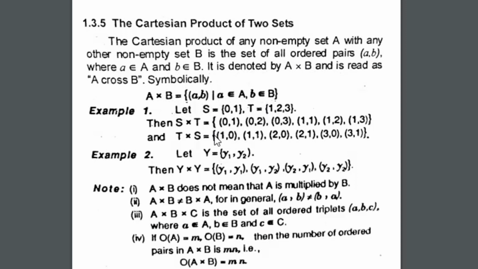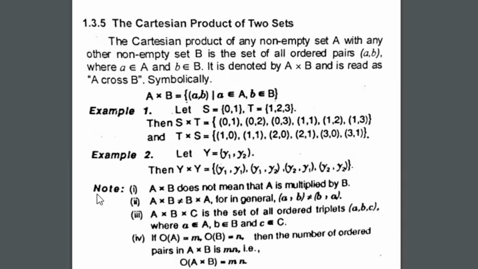Here is an example of that: S equal to {0, 1} and T equal to {1, 2, 3}. We will make a pair of 0 with each element of T. After that, we will make a pair of 1 with each element of T. If there is T cross S, then we will make a pair of 1 with each element of S, a pair of 2 with each element of S, and a pair of 3 with each element of S. Here you can see we have made the pairs (0,1), (0,2), (0,3), (1,1), (1,2), (1,3).